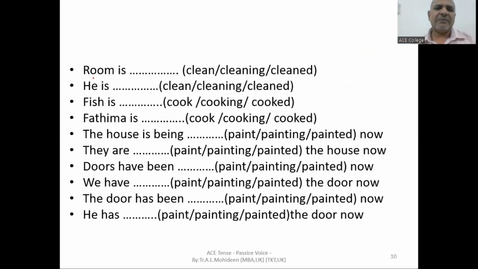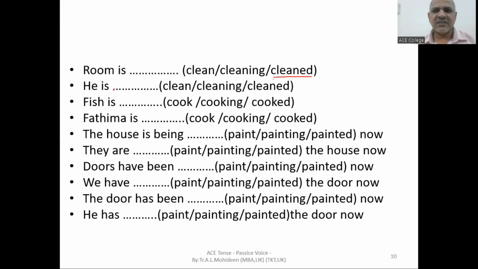So there are some examples here. Room is, what is the answer? Room is cleaning. Cleaning is wrong. Why? Room is, here room is not a person. Room is an object. Yes. You have to identify. So for room, you have to put the fifth form. Room is cleaned.